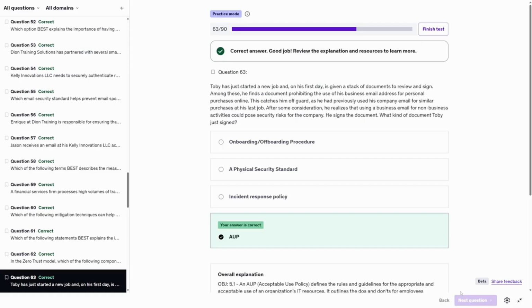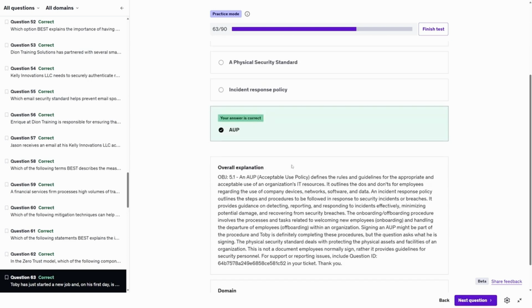And this answer is D, AUP. This is an acceptable use policy, and this defines the rules and guidelines for the appropriate and acceptable use of an organization's IT resources. It outlines the do's and don'ts for employees regarding the use of company devices, networks, software, and data. I'll leave up the incorrect answer choices for a few extra seconds.